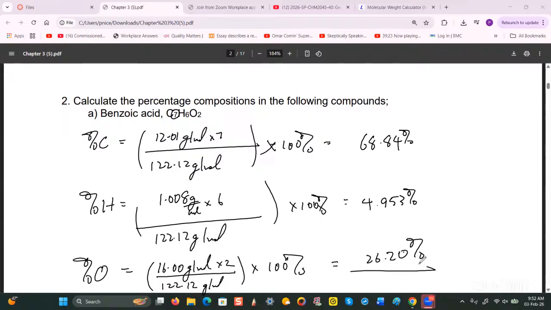68.84 plus 4.953 plus 26.20. Okay, so I got 99.99, which is almost 100%, right? So I would recommend that you do that kind of check when you're doing problems like this, right?